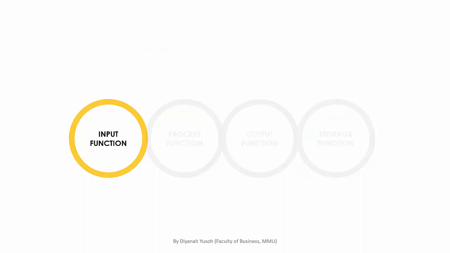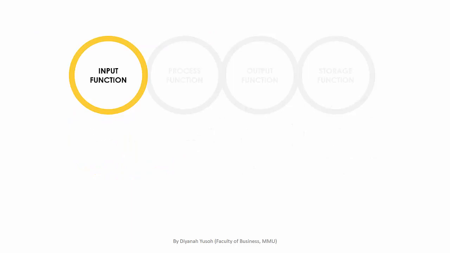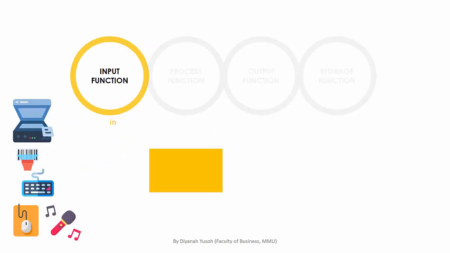So basically the input function is the process where you get all the data into your device. Let us just assume this is the computer that we are talking about, alright? So you're going to have a few devices that help the user to get all the data into the computer. For example, you might have a scanner, a barcode scanner, or a keyboard to key in all the letters and alphabets.